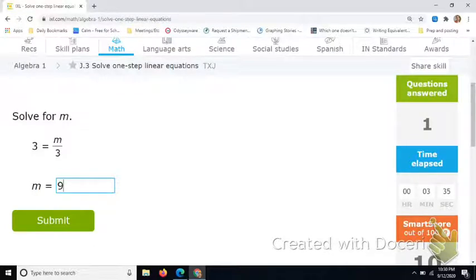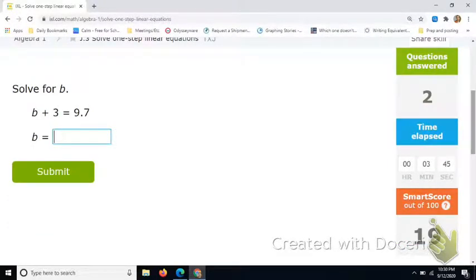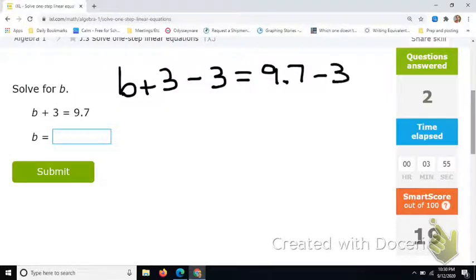So this one is addition. If the iPad catches up, there we go. b plus 3 is equal to 9.7. So to solve, we would subtract 3 on both sides. And in IXL, if you miss one, you're going to see that they write it out like this. And that was actually the way I was taught when I was in school. But it is so much less writing, and I think for most of my students, so much more obvious.